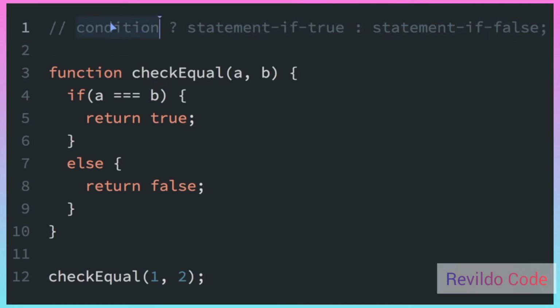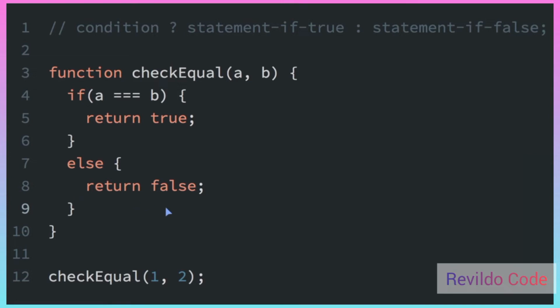You have your condition, just like in an if statement, and then you would have a question mark. After the question mark, you have what's going to happen if the condition is true. Then you have a colon. Then you have what's going to happen if the condition is false.